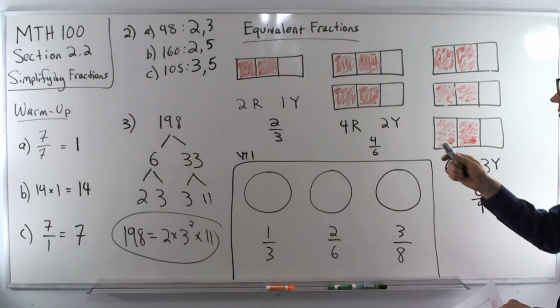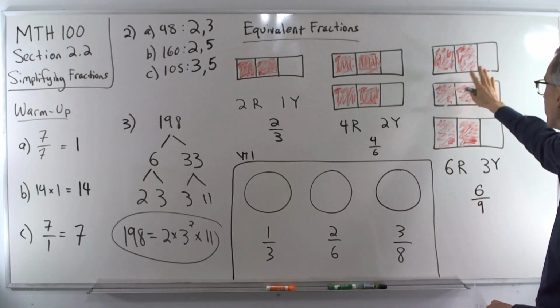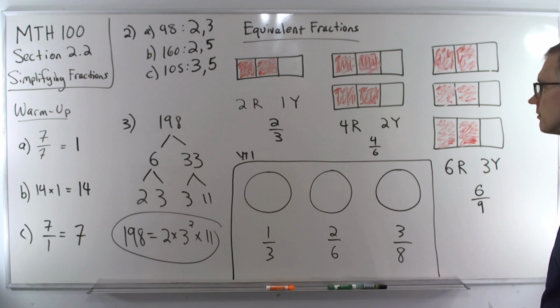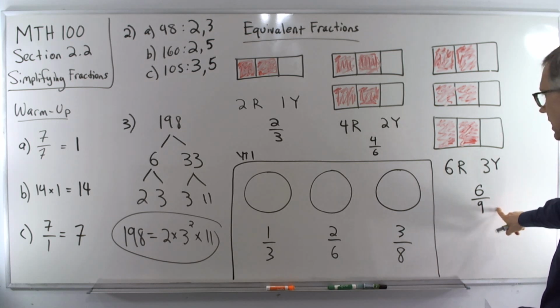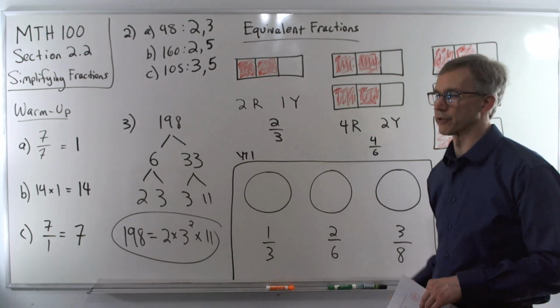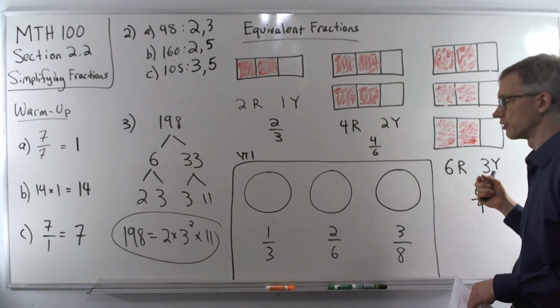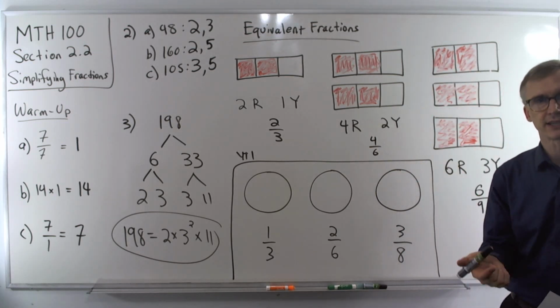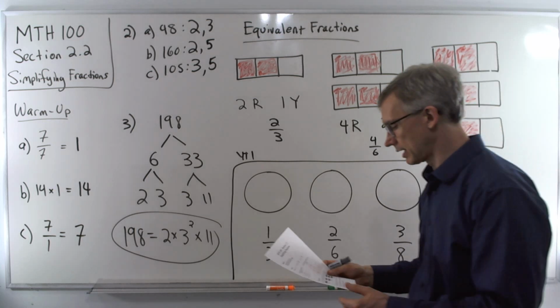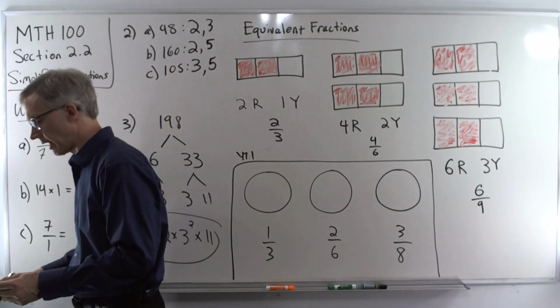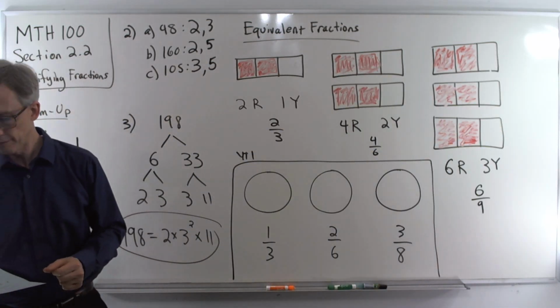So that means all 3 of these fractions, since they have the same ratio of red beans to yellow beans, are going to equal the same value. 6 over 9 equals 4 over 6 equals 2 over 3. So those 3 fractions, they look different, but they have the exact same value. So that's what we're going to be doing today, changing what fractions look like without changing the value.